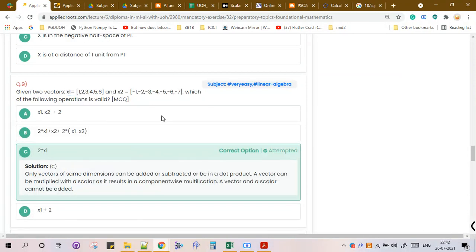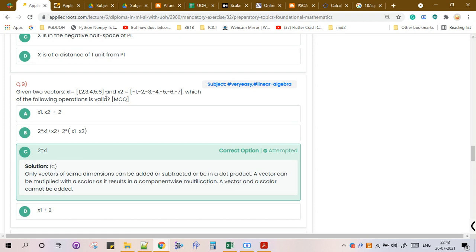X1 is given as 1 2 3 4 5 6. X2 is given as -1 -2 up to -7. Which of the following operations is valid? If you see, this is 6 dimensional and this is 7 dimensional, right? Can you do the dot product? No. 1 multiplied by -1, 2 multiplied by -2, 6 multiplied by -6. Then what about this 7? We can't leave it, right? So we cannot take the dot product between a 6 dimensional point and a 7 dimensional point. So this is not possible.